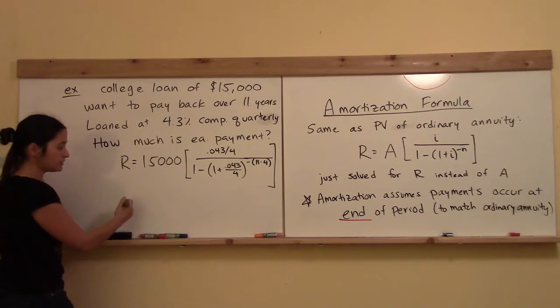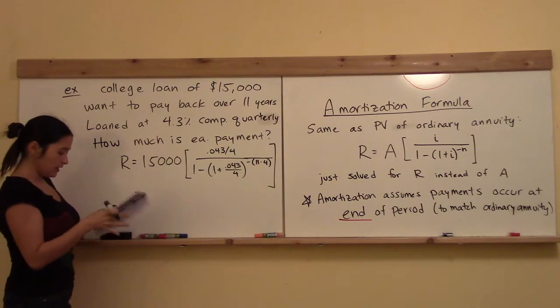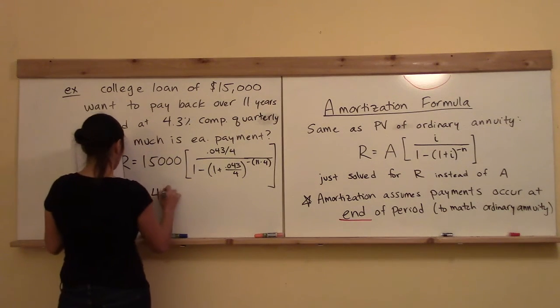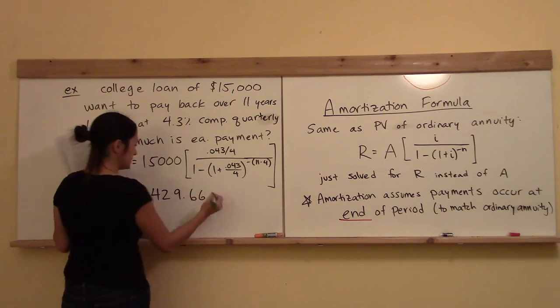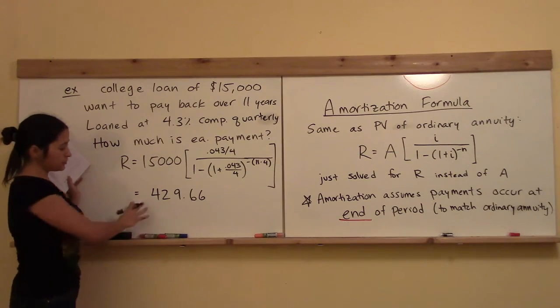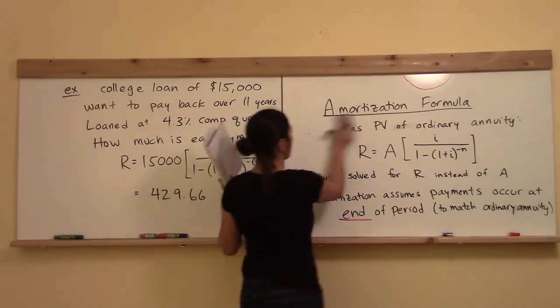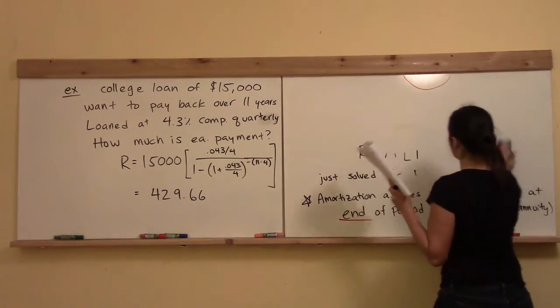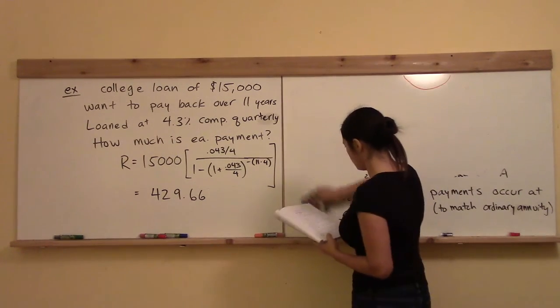Alright, so hopefully that matches the setup that you had on your page. Go ahead and make sure that you can also crunch that number out, and you should get $429.66. Okay? So that means that you're going to have to pay a little over $400 every quarter for 11 years, and then you will have amortized your loan.